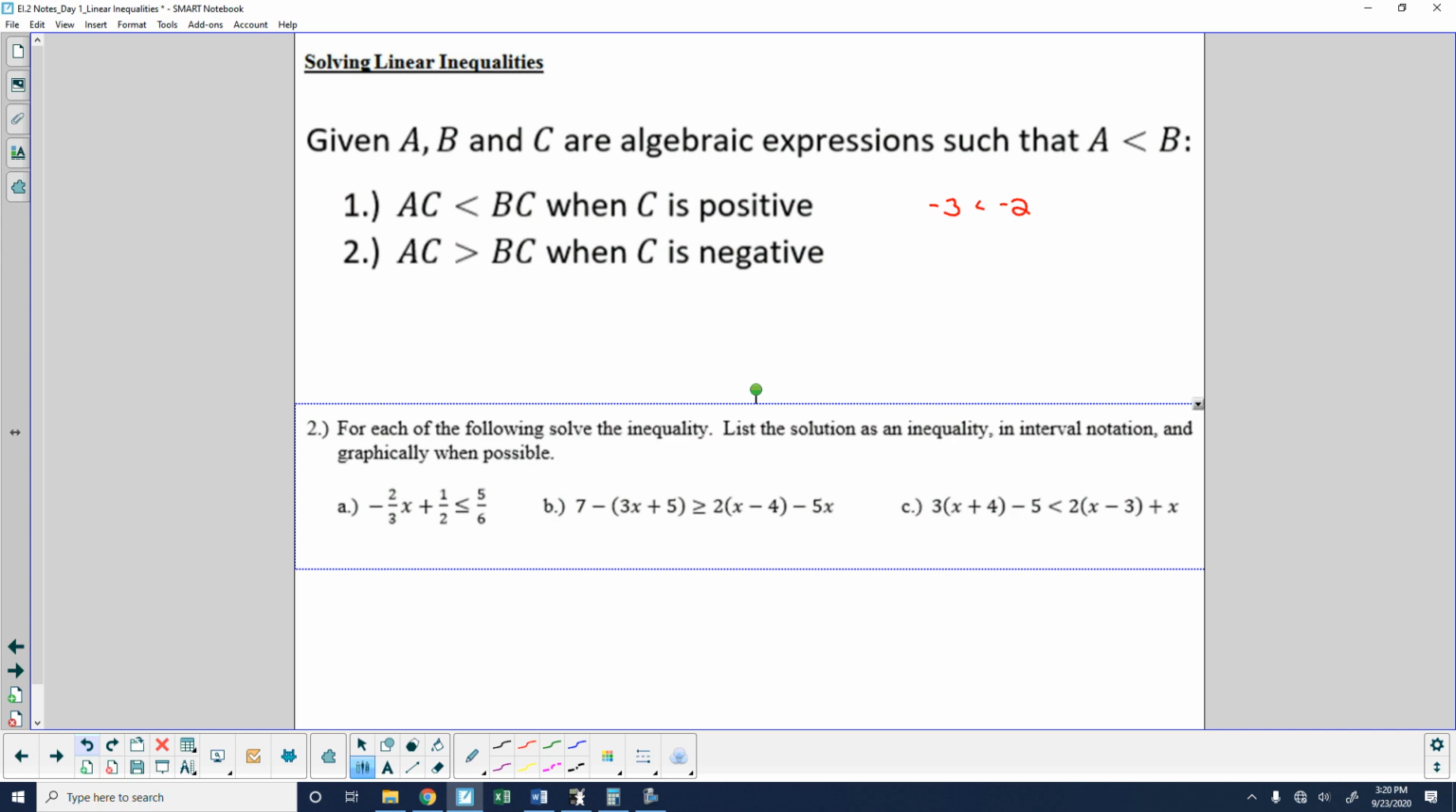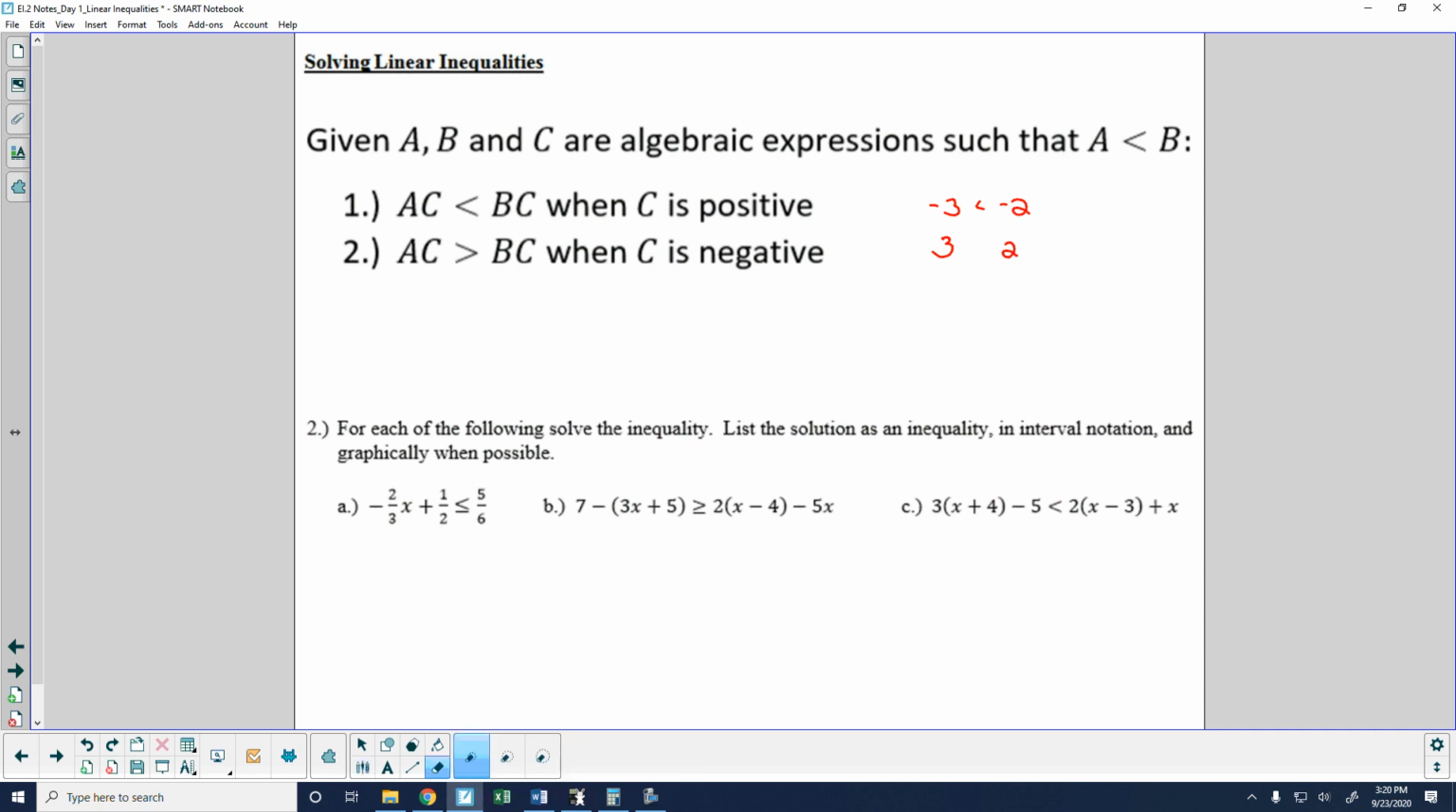But if I multiply those by negative 1, negative 3 would become positive 3, and 2 would become positive 2. If I don't change my inequality, this is not true. It would say 3 is less than 2, but that's not the case. 3 is actually greater than 2. So therefore, I need to switch my inequality anytime I multiply both sides by a negative. This is going to be the one difference that we see in solving linear inequalities. So now let's take a look at how that actually works in equations.